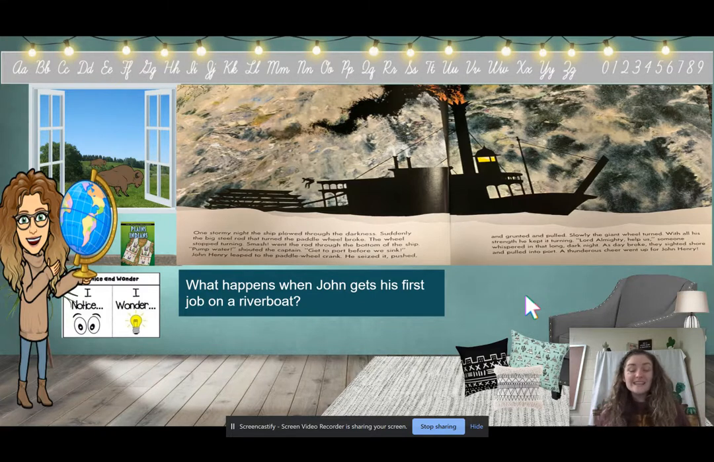All right, on these pages, what is the second event that we learn about John Henry? What happens when he gets his first job on the riverboat? What happens on this page? Tell me in the puzzle. We learn that he saves the ship and the men on that ship by turning that giant wheel. And you can see John Henry jumping to the wheel. So he saves the men on the riverboat that he worked on. So there's that second main event.